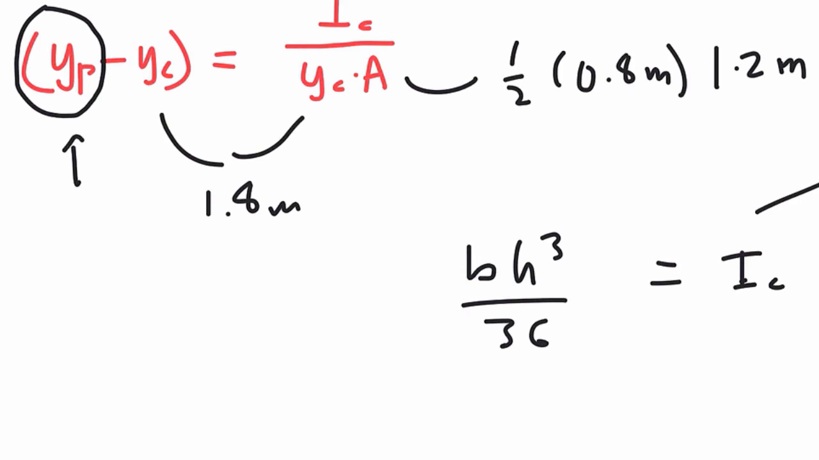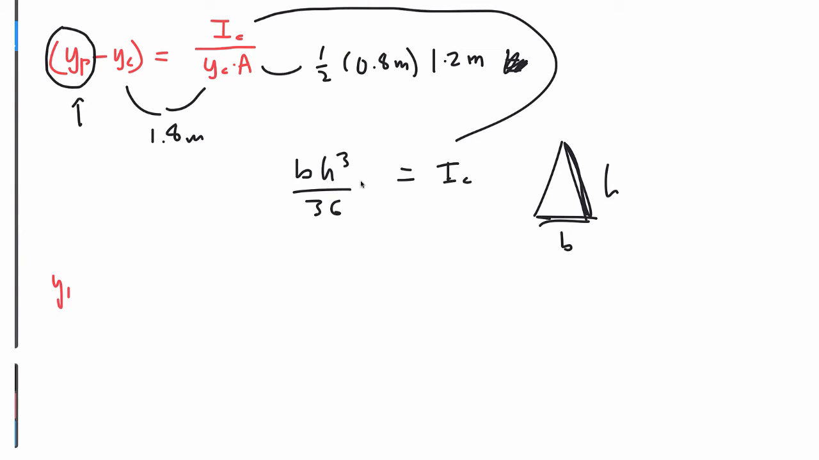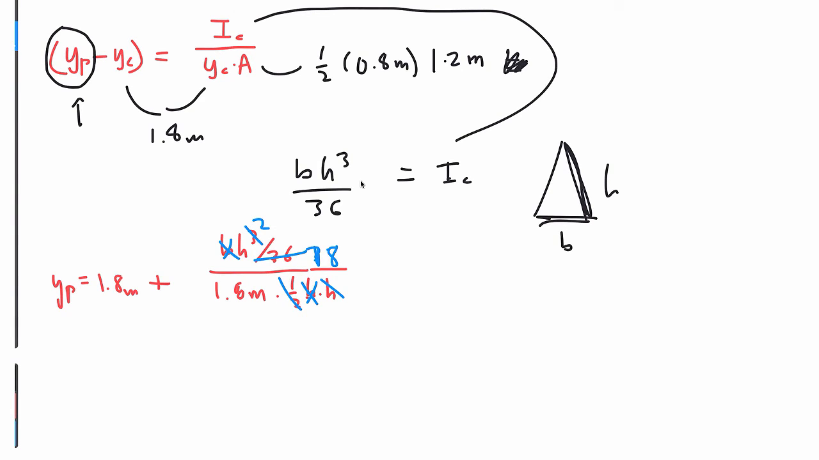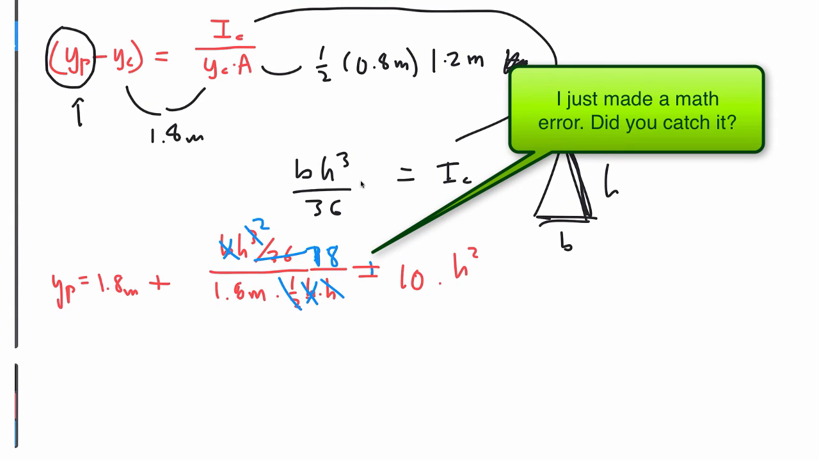Let's go ahead and do that real quick. So Yp is equal to Yc, 1.8 meters, plus base times height cubed over 36. I'm just going to plug some of these values in. Yc is 1.8 meters. The area is 1/2 the base times the height. And you notice here that some of these terms are going to drop out. This is going to be squared here. And 1/2 on the bottom, that's going to turn this into 18. Okay, so 18 over 1.8 is going to be 10. So this equals 10 times h squared. Yeah, that was pretty simple. 10 times h squared. H is, in our case, 1.2.